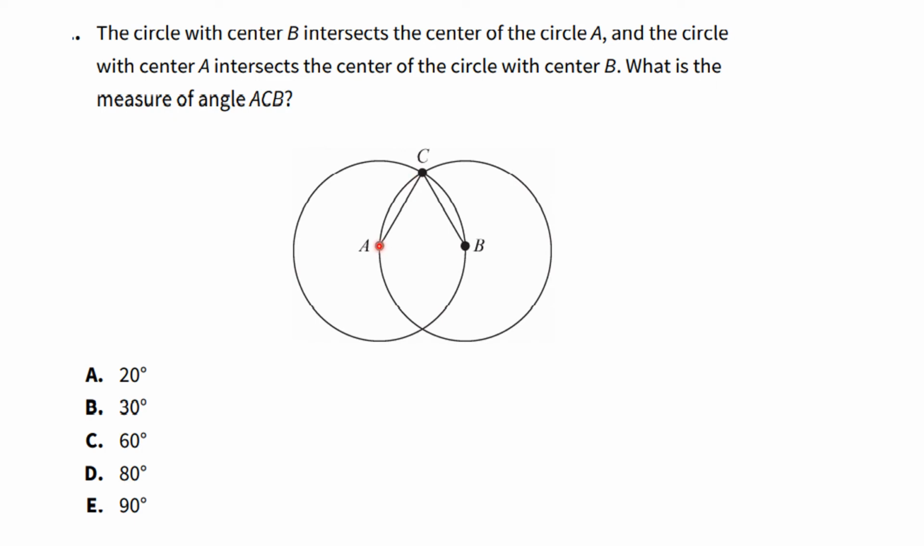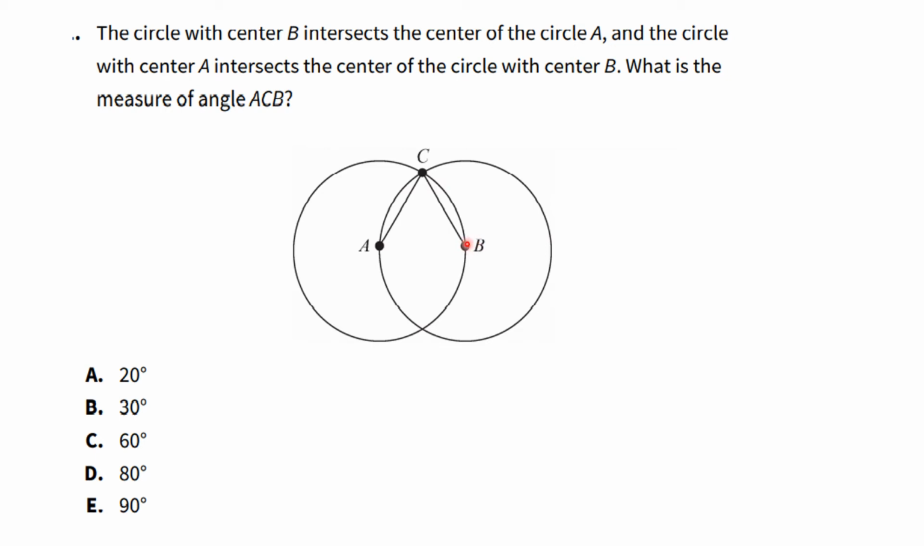The circle with center B intersects circle A in the center. As you can see, it intersects the center of circle A. And the circle with center A intersects circle B at its center, as the question says. What is the measure of angle ACB? Just observe and try to realize, what is this distance? This is from the center of A until the side of the circle, or until it intersects the circle. This is called the radius, right?